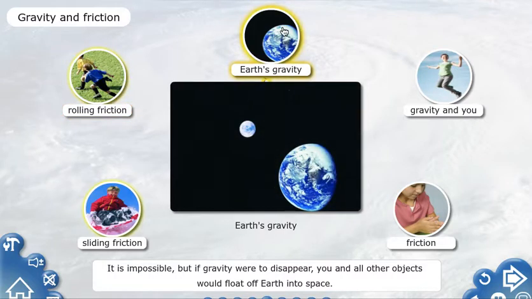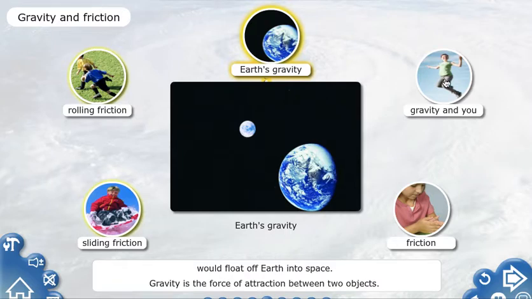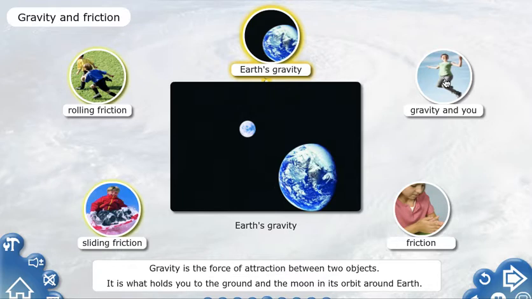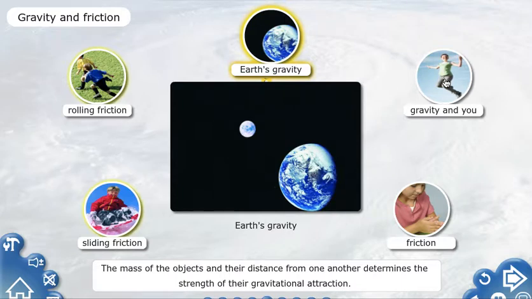It is impossible, but if gravity were to disappear, you and all other objects would float off Earth into space. Gravity is the force of attraction between two objects. It is what holds you to the ground and the moon in its orbit around Earth. The mass of the objects and their distance from one another determines the strength of their gravitational attraction.